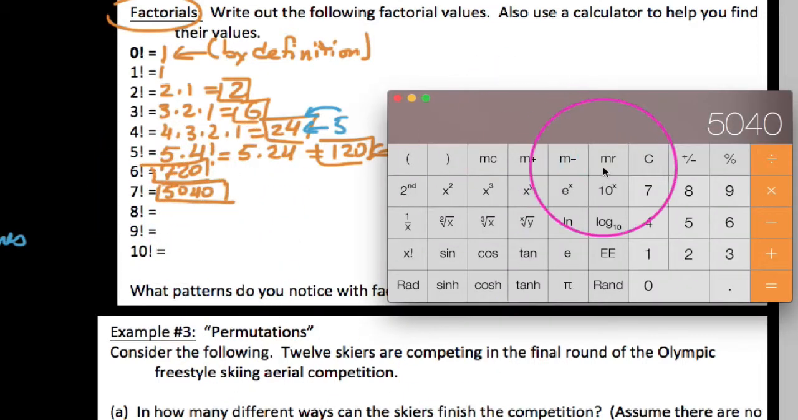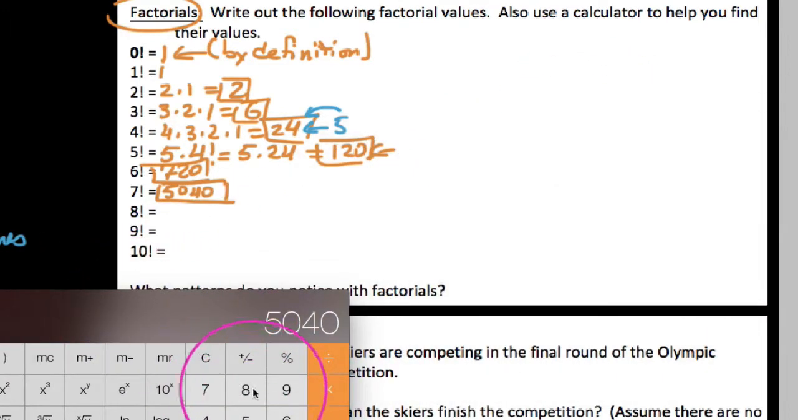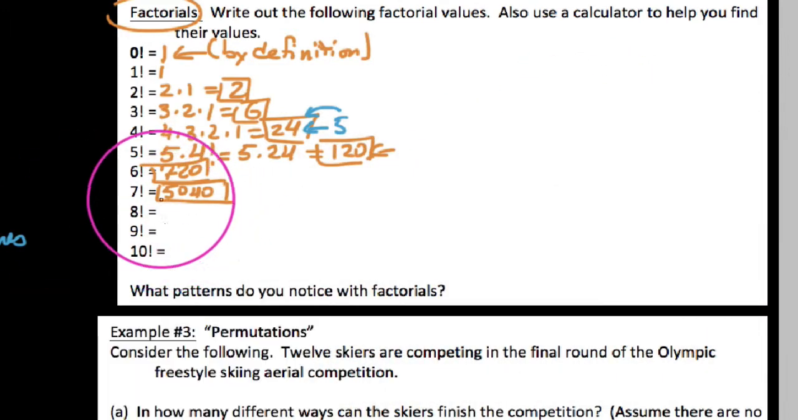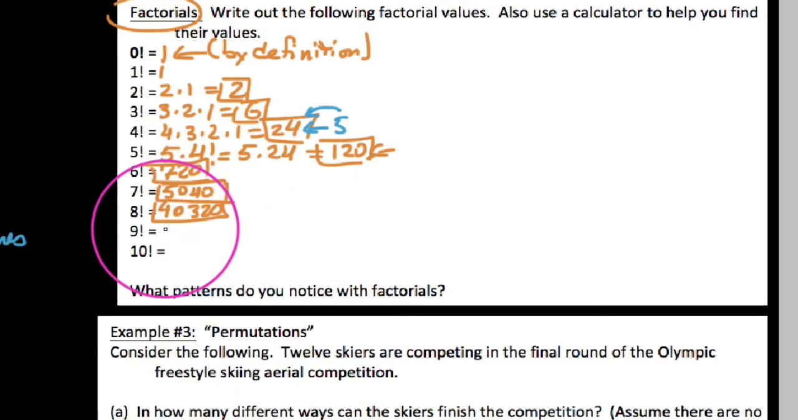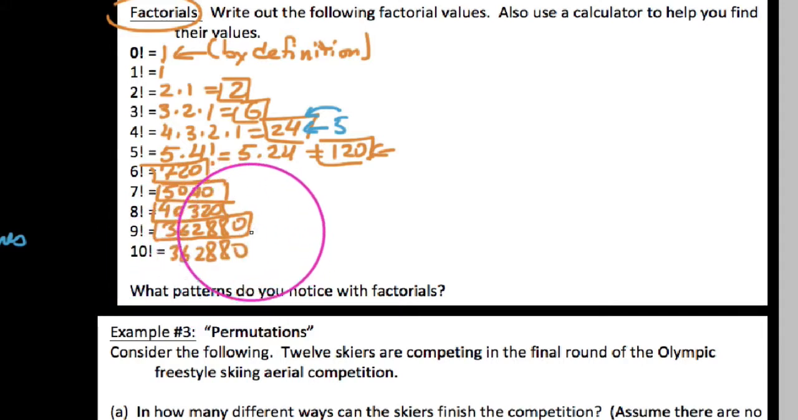So 8 factorial, which is 8 times 7 times 6 times 5, 4, 3, 2, 1, is 40,320. 9 factorial is going to be 9 times what we just got right there, but 9 factorial is 362,880. And then the simple fact of the matter is I can grab my calculator for 10 factorial, but we could also just take what we got right here times 10, which means we're essentially just going to add on a 0 to what we got prior to this. So there's the value for 10 factorial.